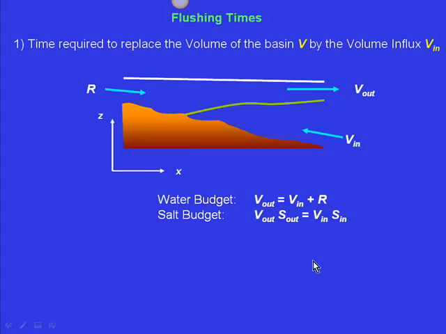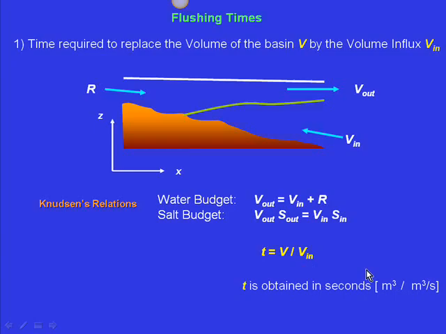So with that, we can define the residence time. Those are called the Knudsen relations, and we can define the residence time as the volume of the basin in cubic meters divided by the volume flux in. What are the units of this residence time? Volume over. Sorry. So what we have is cubic meters divided by cubic meters per second. So we have seconds. All right, so that's one definition.